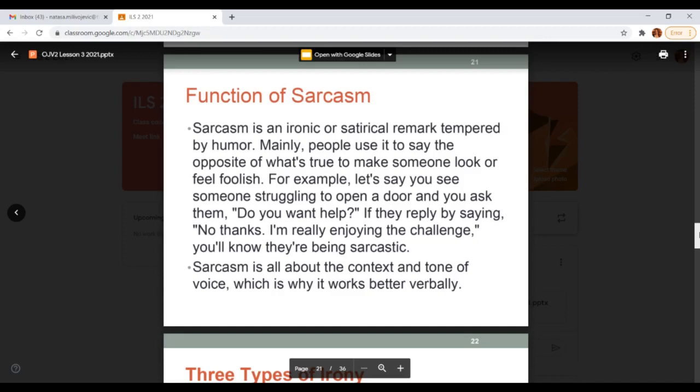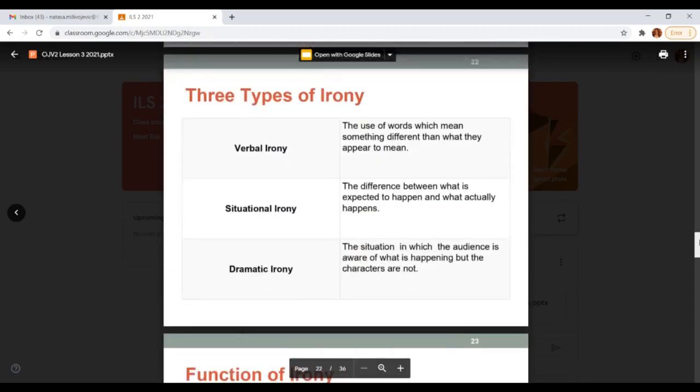It is also all about the context. If it's spoken, especially, what's important is the tone of the voice, which is why it works better verbally. Both irony and sarcasm, but sarcasm especially, is connected to facial expression, intonation, body posture, and so on. But it can also be quite successfully done in literature.